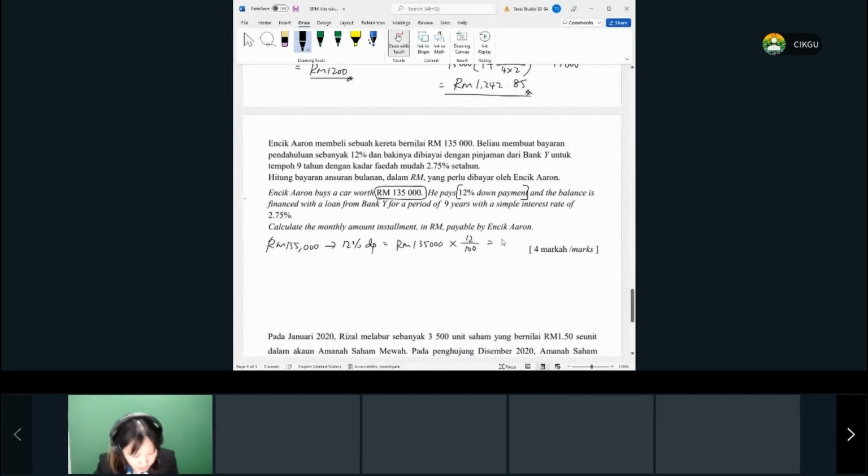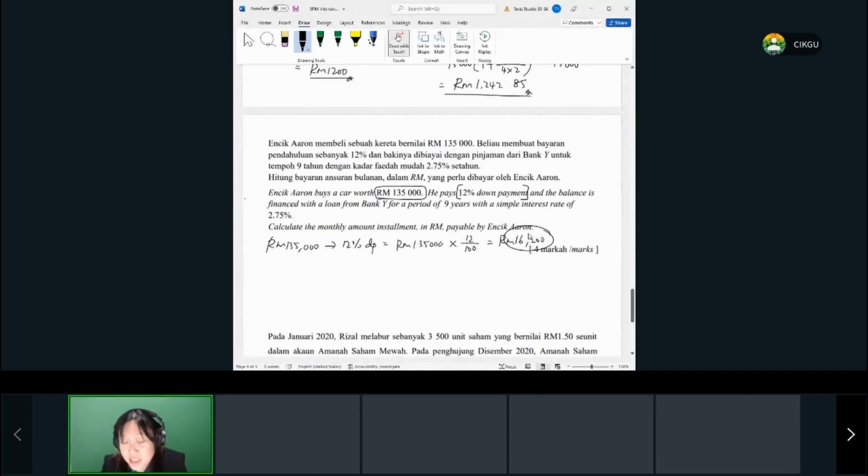So looks like this one is 16,200. Wow, actually this Mr. Aaron not bad. That means he managed to save up this much cash, and this down payment normally has to be paid by cash, guys. That means your cash flow you need to accumulate until this amount, then you pay in one shot. This one is the down payment.